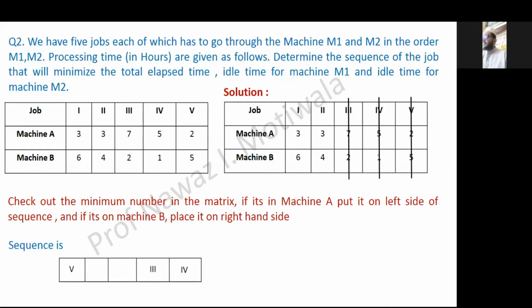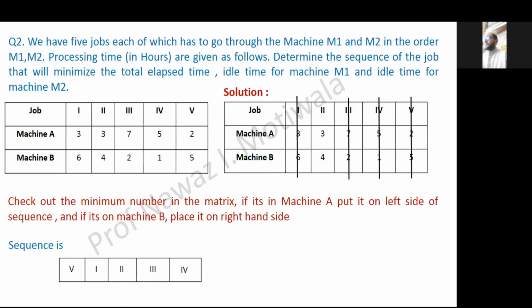Now there is a tie of minimum number 3, and both are occurring on machine A. If it had been on different machines, we would have placed one on the left hand side and one on the right hand side. But what if the minimum number appears on the same machine? Johnson says if the same number appears on the same machine, then you can sequence it randomly. That means you can place either job 1 first, or you can place job 2 first. So let us say I am placing job 1 first. If I place job 1, this will get cancelled, and automatically the second will come in the empty space.